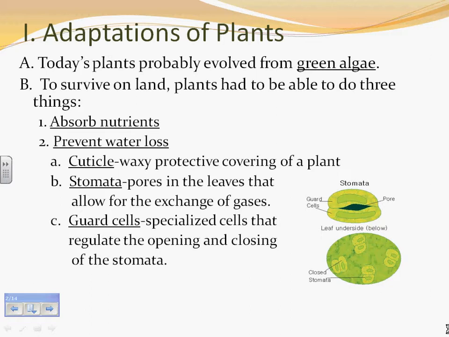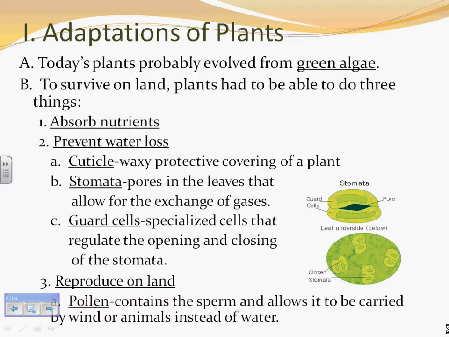To survive on land, plants had to be able to do three things. First, they had to be able to absorb nutrients. Second, they had to be able to prevent water loss. The plant parts that aid in prevention of water loss include a cuticle, which is a waxy protective covering of a plant, the stomata, which are pores in the leaves that allow for the exchange of gases, and guard cells, which are specialized cells that regulate the opening and closing of the stomata.